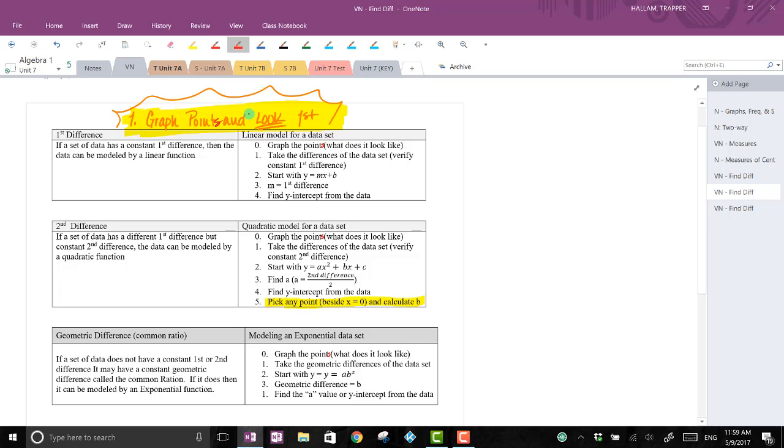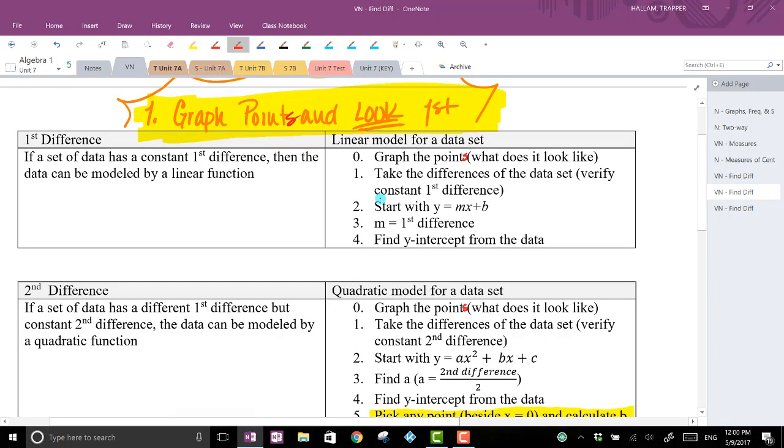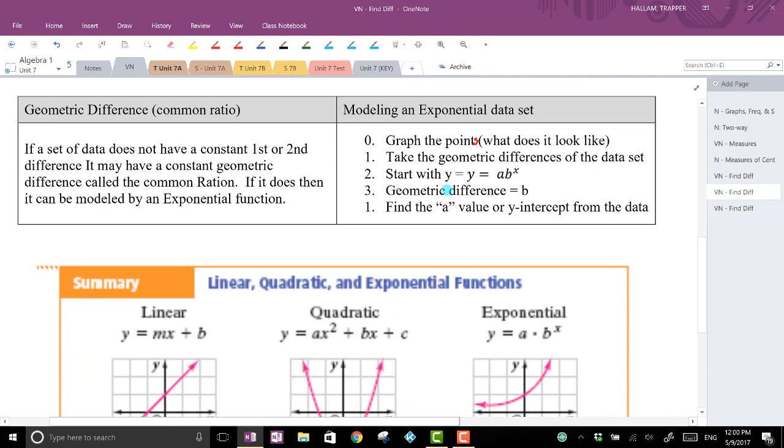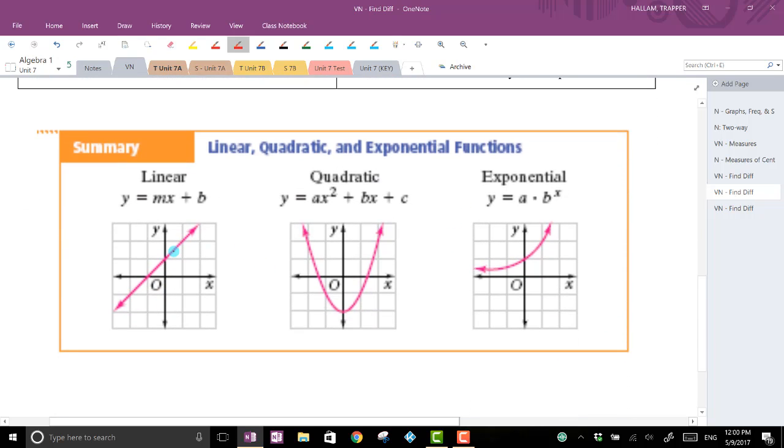Okay, so this is just a quick summary of each of those methods to walk you through. First difference, it tells you if that's constant, this is how you do it, the exact process that we just went through. Same thing for the second difference, and also for the exponential and how to write it. Again, visually, this is what we'd be looking for, points on a graph. If they lined up, if they were quadratic in some fashion, or exponential. Remember, exponential has a really steep curve. It goes really, really slow at first, and then it should have a really steep curve.